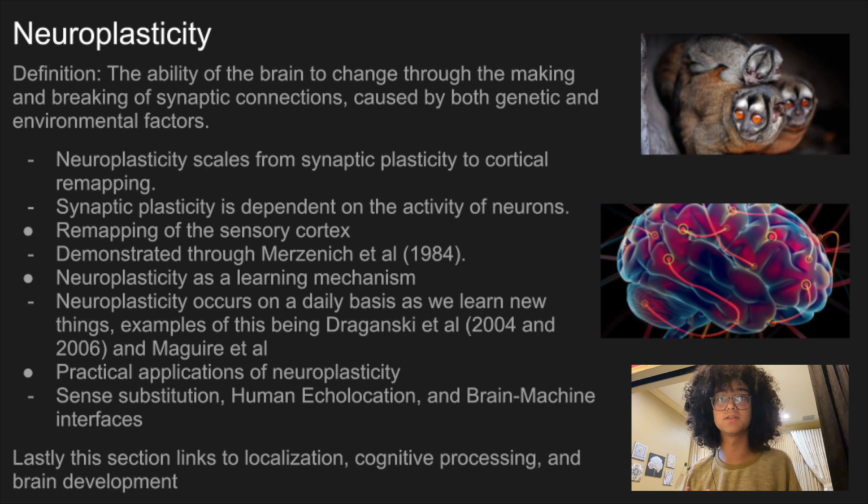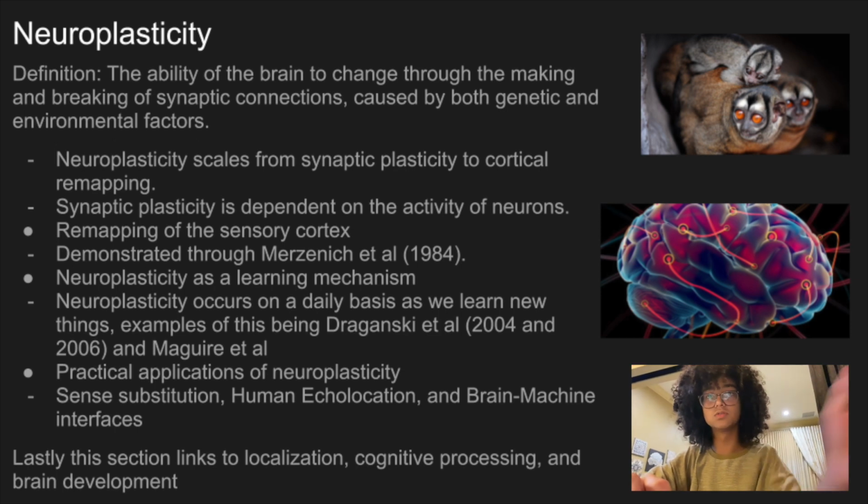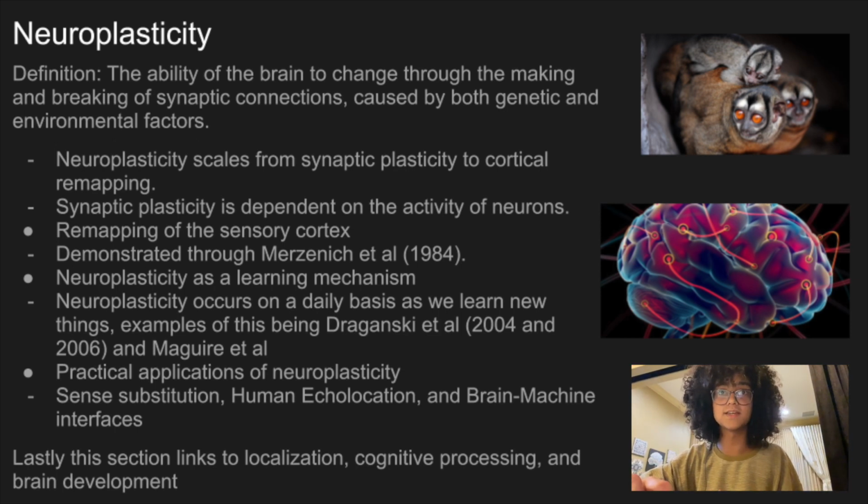This was proven through Draganski's research study and Maguire's research study. Practical applications of neuroplasticity are also discussed in this section. This can be seen in sense substitution or echolocation, like human echolocation, or brain-machine interfaces. Lastly, this section links to localization, cognitive processing, and brain development.